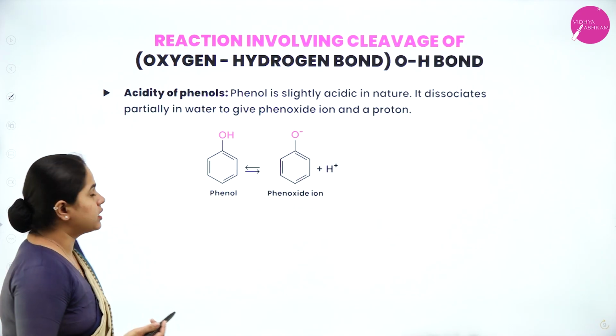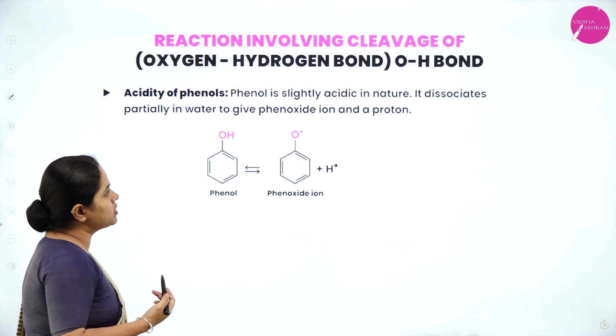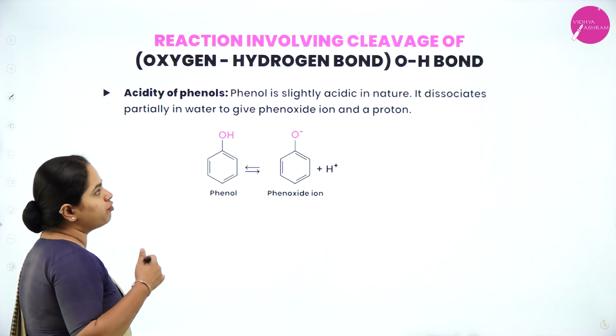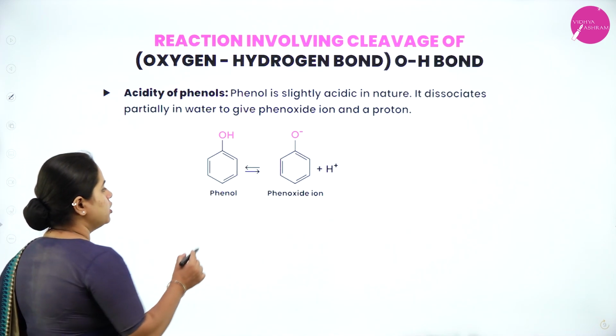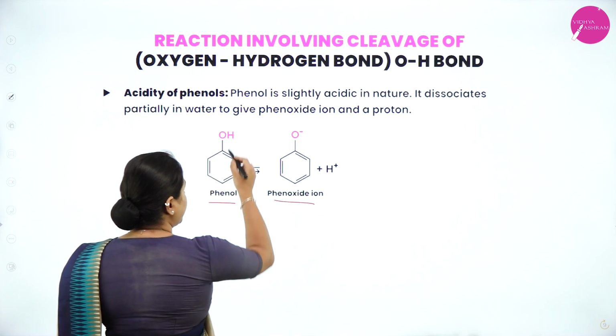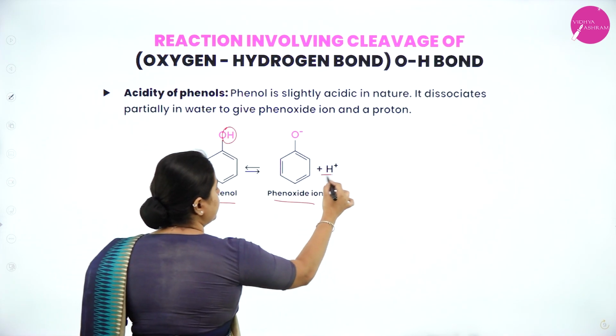Now, as discussed, acidity of phenols. Phenol is slightly acidic in nature. It dissociates partially in water to give the phenoxide ion and a proton. So this is phenol. In water, it dissociates to form the phenoxide ion, and this H plus will be released, right?